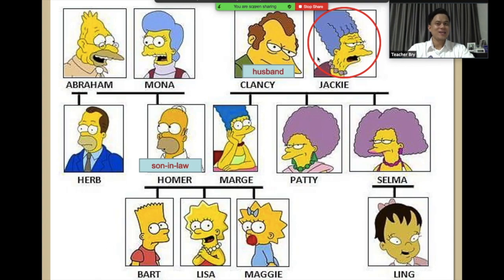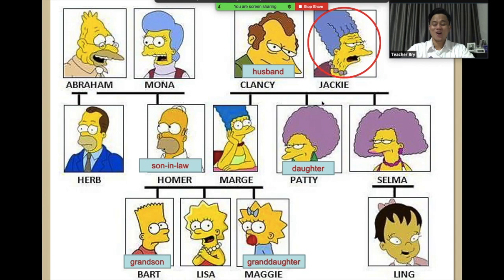Okay? Clancy is her husband. Next, Maggie here is her granddaughter. Very good. Now, how about Bart? What's her relationship with Bart? Granddaughter if it's a girl. If it's a boy, we say grandson. Very good. Now, how about Patty?